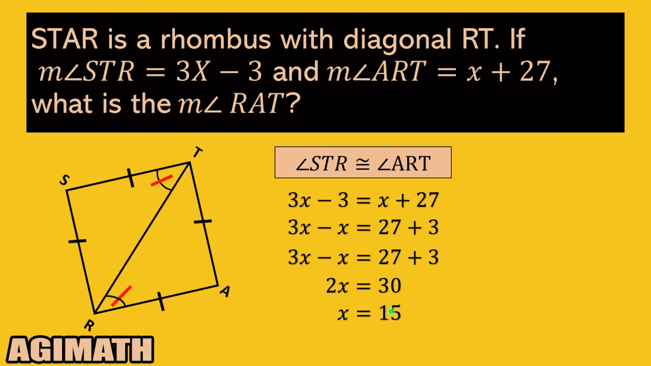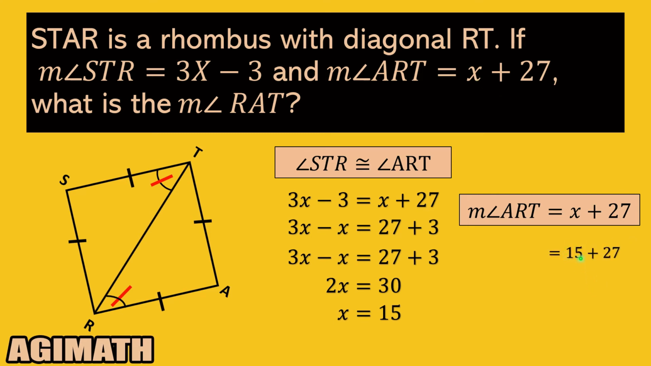We need to substitute this to any of these two. Anyway, they are equal. So I choose angle ART, which is x plus 27. So when I substitute, I will have 15 plus 27. 15 is from x. 15 plus 27, that is equal to 42. So the measure of angle ART is equal to 42 degrees, and that is this angle. It's 42 degrees. So physically, this angle also measures 42 degrees because they are congruent.